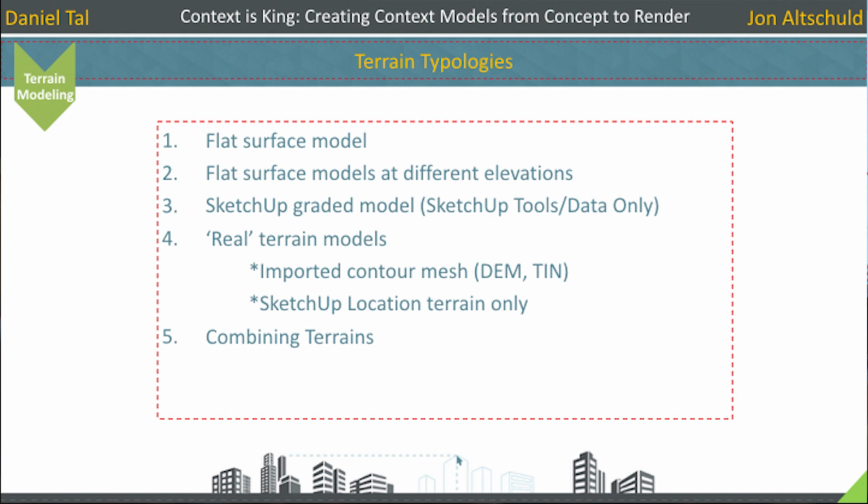Fourth is what we call real terrain models, and this is from outside data. So imported contours, imported DEMs or TINs, also creating from contours with the SketchUp tools. And then finally, a lot of times we'll combine these into different types of terrains.